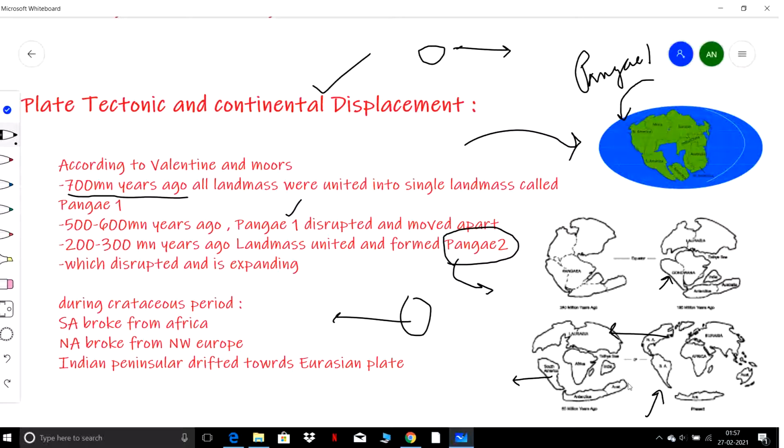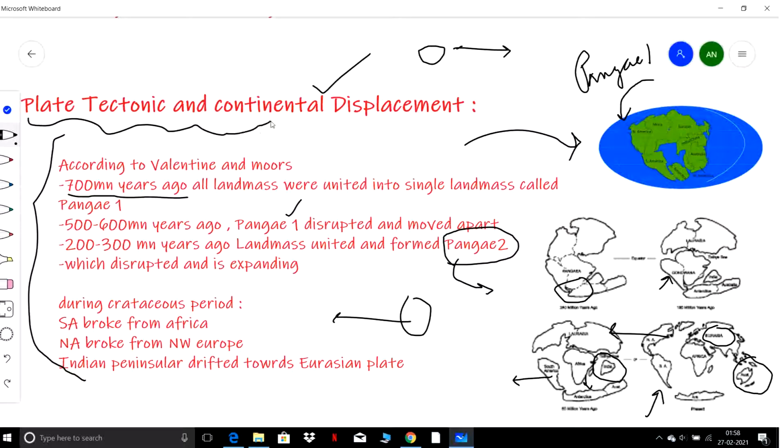Okay, the Indian Peninsula is here. It drifted towards the Eurasian plate and it collided with the Eurasian plate. Okay, apart from that, Antarctica, Australia and South America were united once, where Antarctica and Australia moved towards south, as shown here, and over a period of time Australia drifted from Antarctica and moved to its current position. This is the historical aspect with respect to continental drifting, as stated by plate tectonics theory.